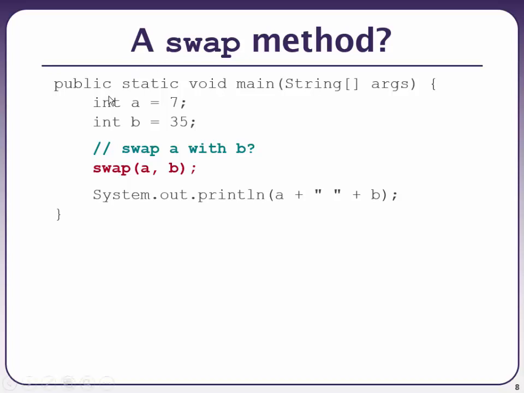For example, in the slide here, we have an int, int a initialized to 7. So variable a is of data type int. It's a primitive data type. Lowercase letters start the names of all the primitive data types. So int a equals 7 and int b equals 35 are two variables of primitive data type int.